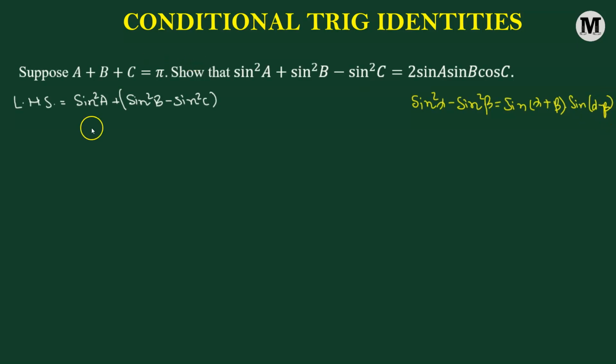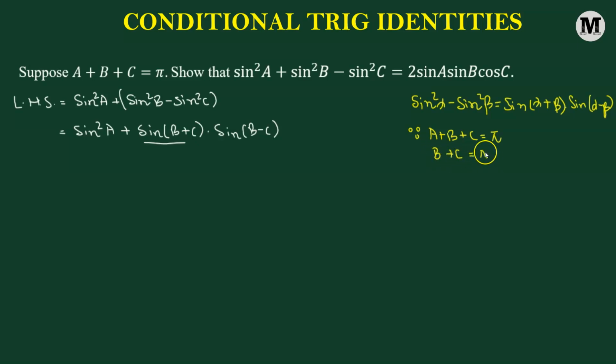Fine. So now what we have is sine squared a added to sine squared b minus sine squared c. Using the formula, we should get sine of b plus c multiplied to sine of the angle b minus c. Now we're going to use the condition that a plus b plus c equals pi to change sine of b plus c. Since a plus b plus c equals pi radians, we can transpose a to the right hand side to get pi minus a. Now we're going to take the sine on both sides.